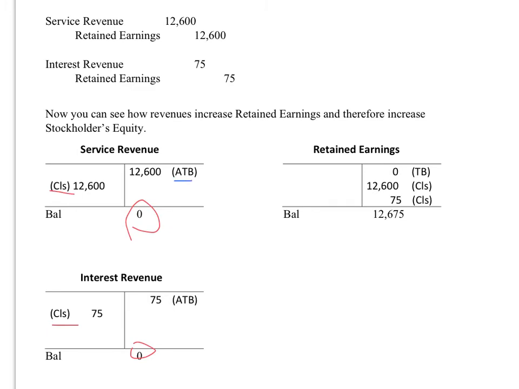Here's our adjusted trial balance, what it was at the adjusted trial balance. And then we go to retained earnings. Retained earnings was zero because we just began operations. And we're going to stick all our revenue in there. So after we close our revenues, we have a balance of $12,675 in our retained earnings.